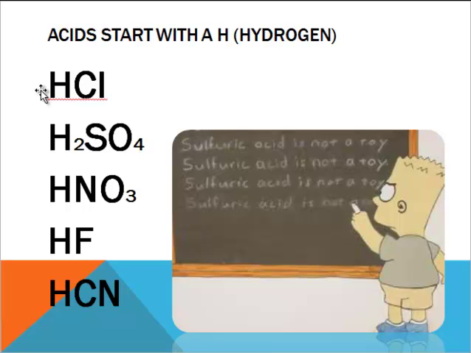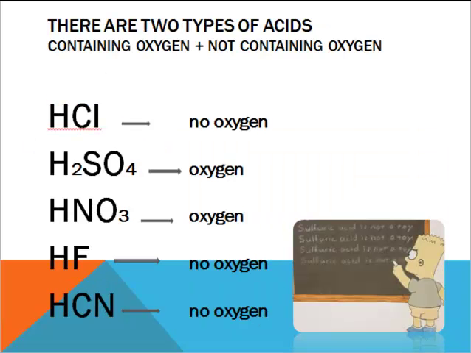These are the five formulas of acids, and what they all have in common is they begin with hydrogen. In fact, all acids begin with hydrogen, at least at this level of learning. You may also notice a difference, that some of them contain oxygen and some of them do not.